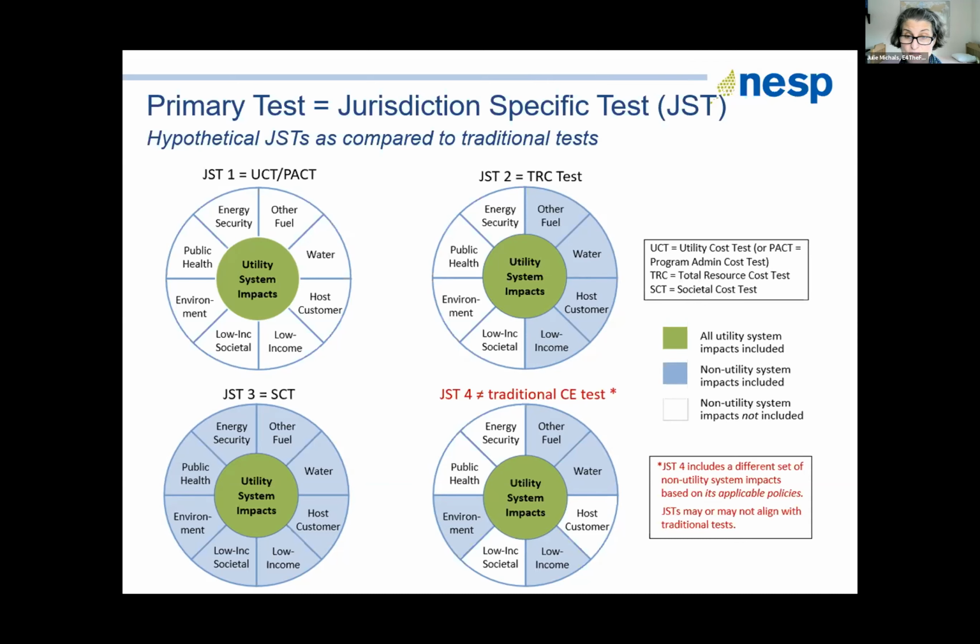Now, this illustration shows that, theoretically, your jurisdiction's test could be aligned with one of the traditional tests, and that's shown in the JST 1, 2, and 3 examples, where the utility system impacts are included, but the blue shaded non-utility system impacts are those that reflect the perspective of what's behind those tests. So whether it's the utility perspective, the total resource perspective, or the societal perspective.